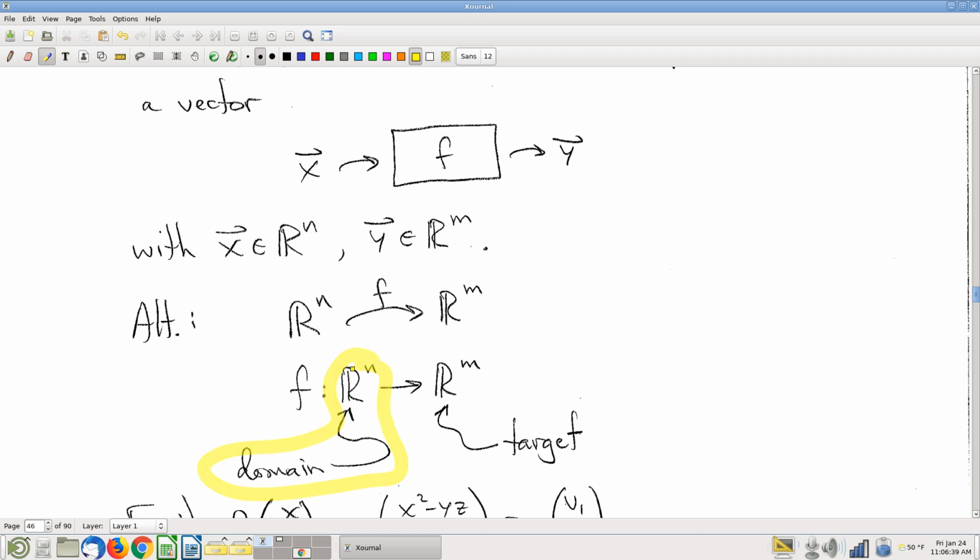The world that inputs come from is called the domain. Very standard terminology. If you like, you can think of it as the input space. It's the space where the inputs come from. The world that the outputs land in is called the target. I call it the target. It's commonly called the target. So again, you can kind of think of that as the output space.